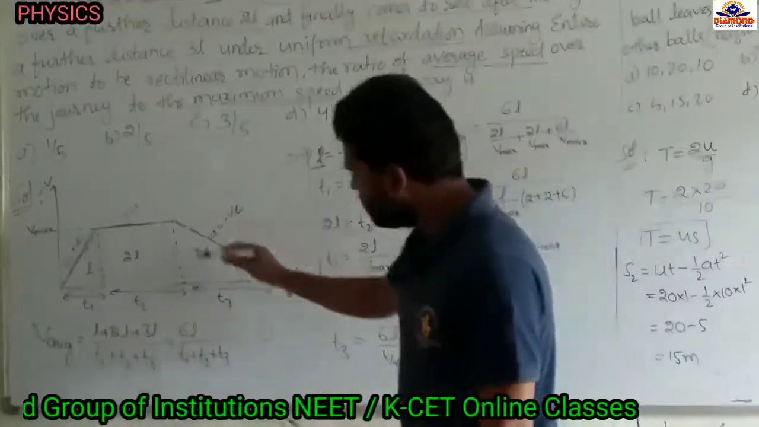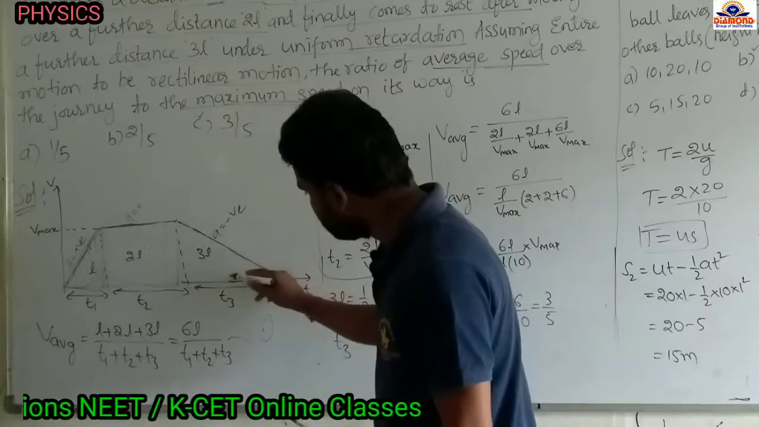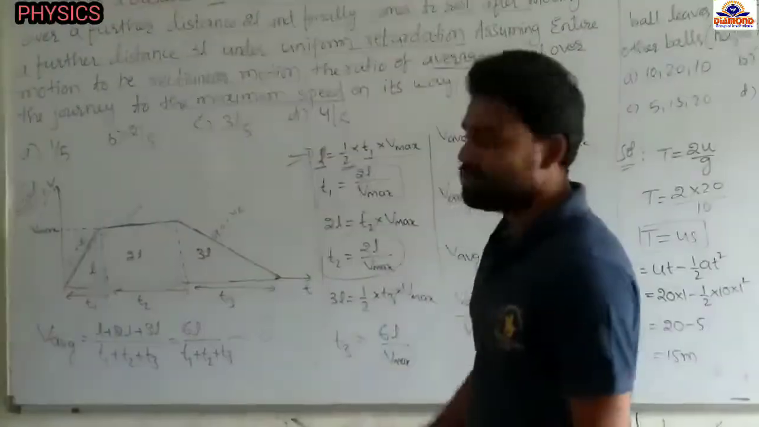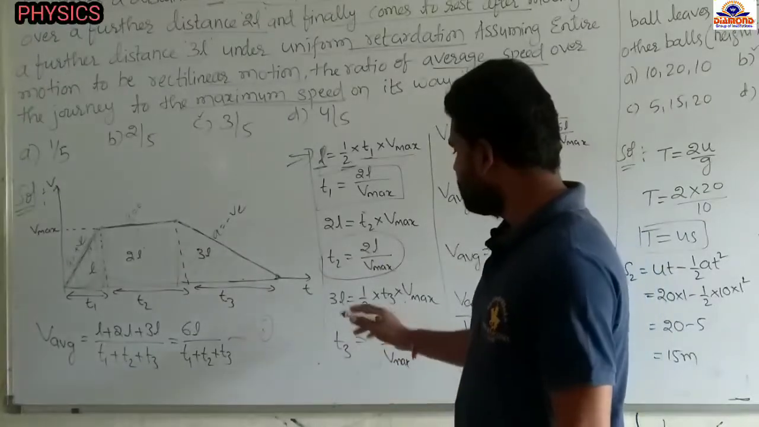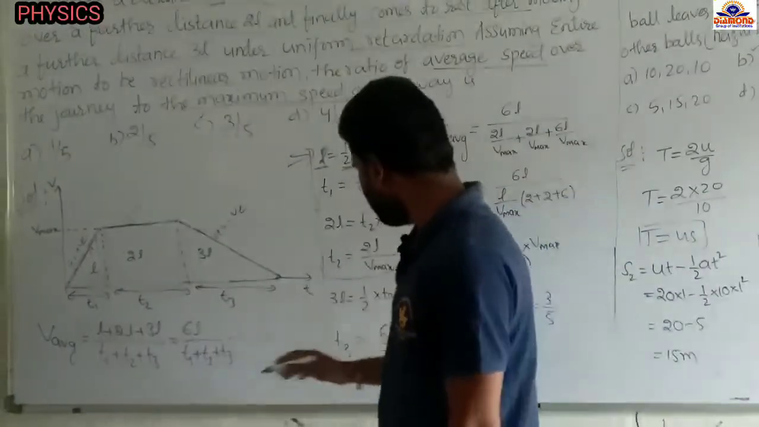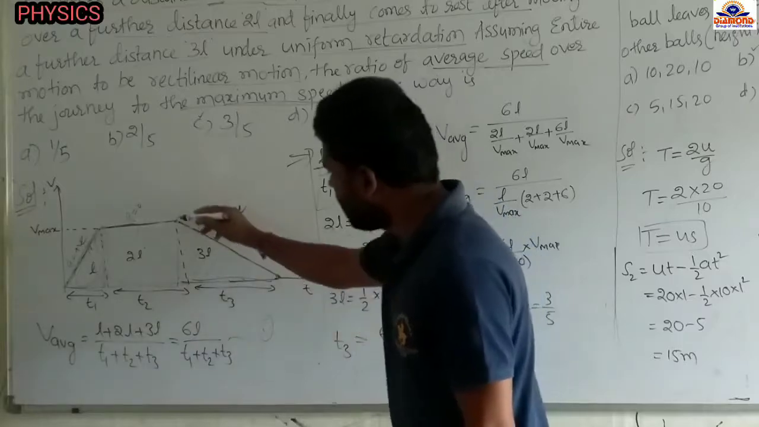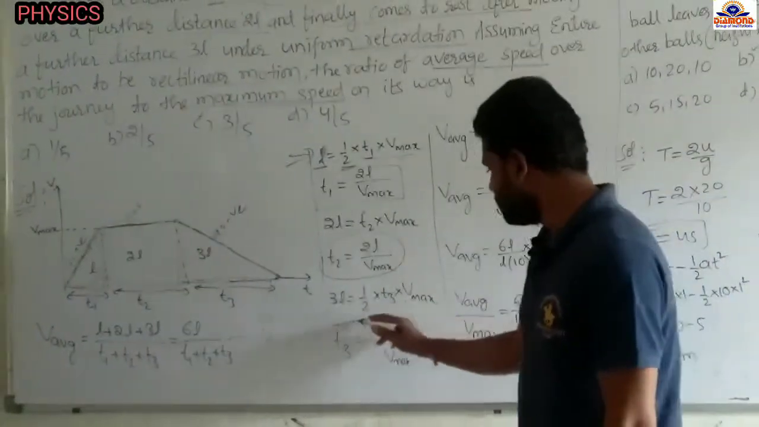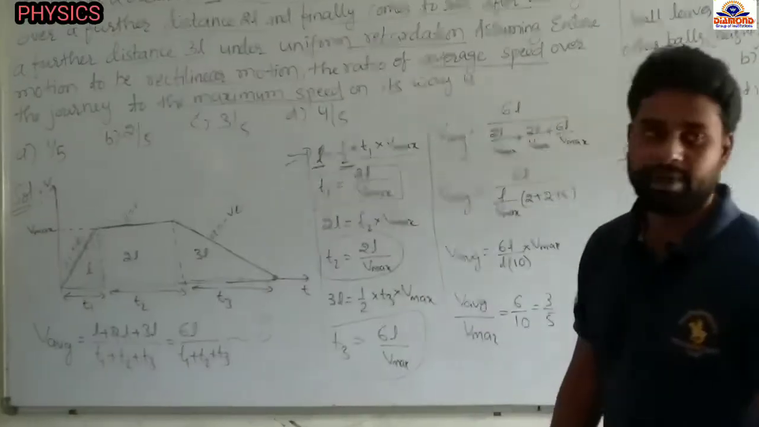Next for this graph also, the area under it gives the distance, which is 3L. So 3L equals half into base into height, where the base is t3 and the height is V max. So 3L equals half into t3 into V max. From this we find t3, and the t3 value is 6L by V max.